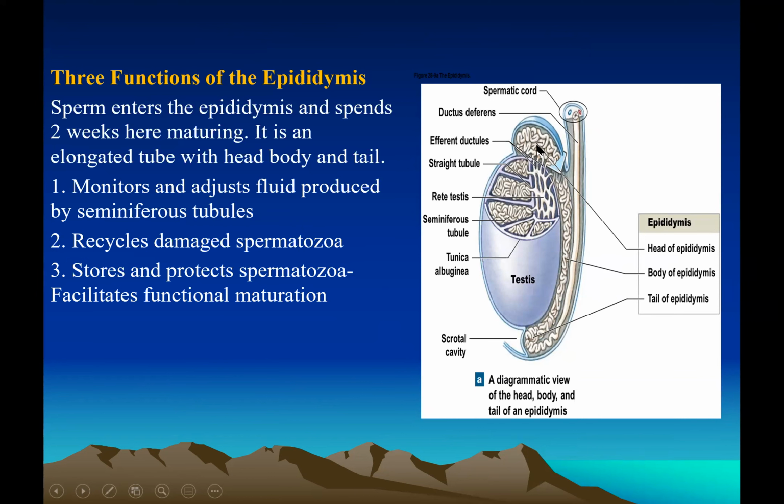Sperm will hang around in the epididymis for up to 2 weeks. This is where they mature. So what is the function of the epididymis? It will monitor and adjust the fluid of the seminiferous tubules. If there is any damaged or mutated sperm, this is where they are recycled and phagocytized. It is going to store the spermatozoa and protect it. So it will nourish the sperm and mature the sperm, and it will get rid of sperm with two tails or two heads and stuff. So this is where the editing part happens in the epididymis.